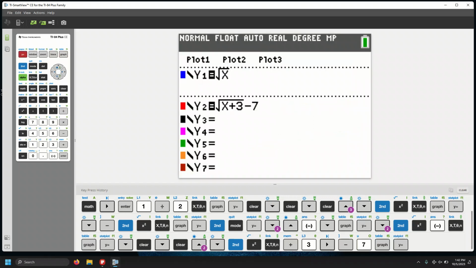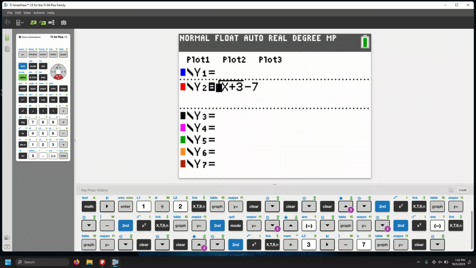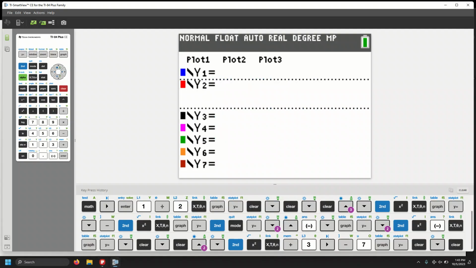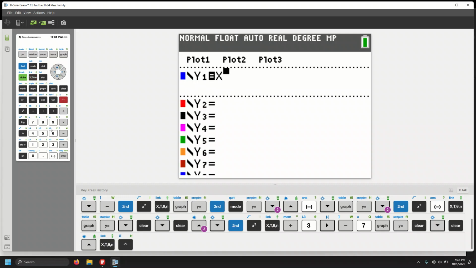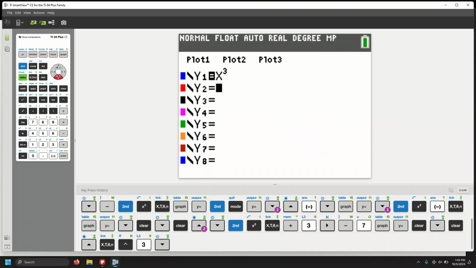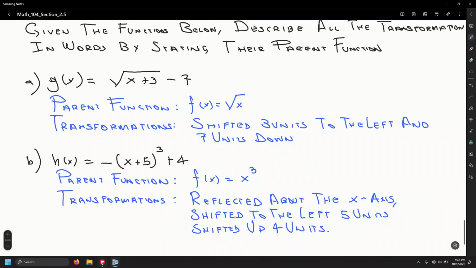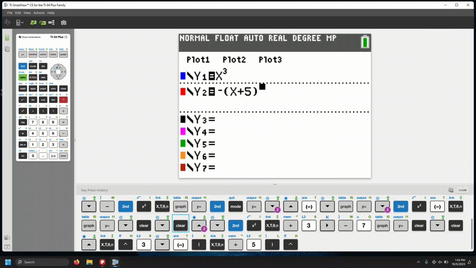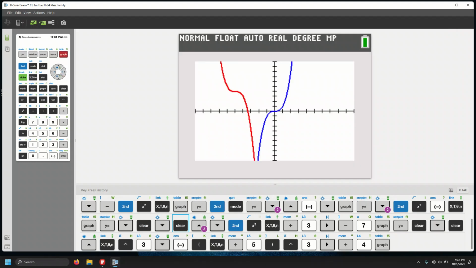Let's look at the second example using the graph. First of all, we're going to plot the graph of x cubed, and then that's going to be negative, open parentheses, x plus 5, close parentheses, raised to the third, and then add 4. All right, let's see the graph. That's going to be the original graph.